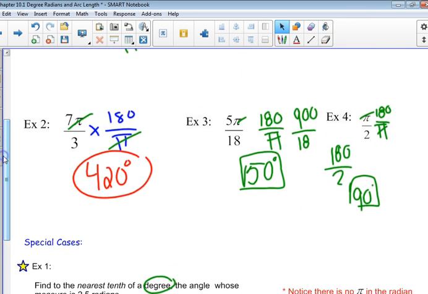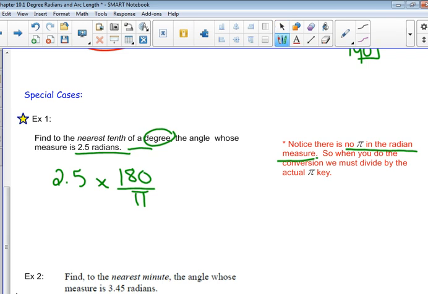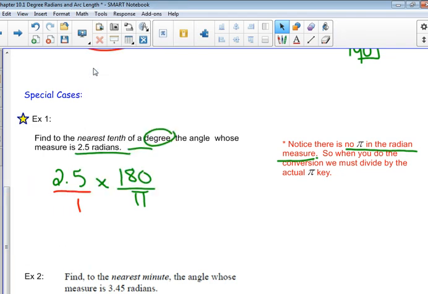So same kind of conversion you guys did here. You were in radians, but you want to go to degrees. So we're still going to be multiplying by 180 over pi. Now the difference here is, do you guys have pi's to cancel? No. So we don't have that pi to cancel anymore. So what we have to do when you multiply is use the actual pi key in your calculator.